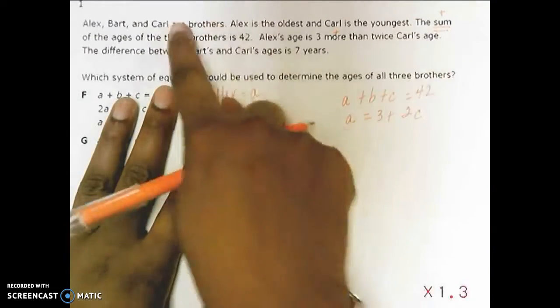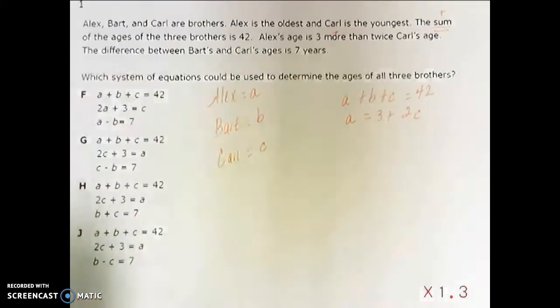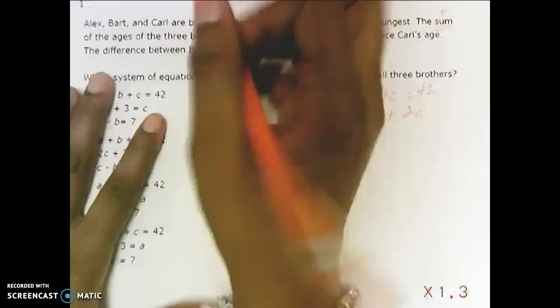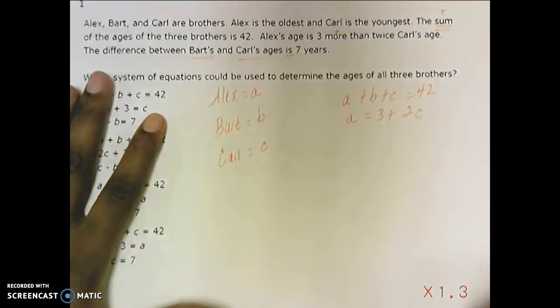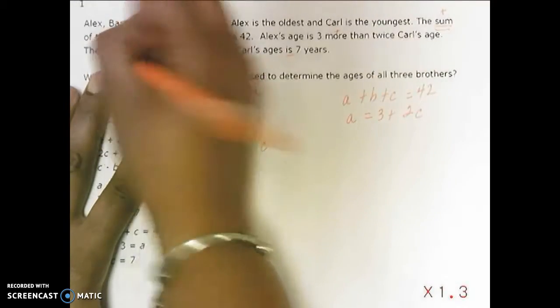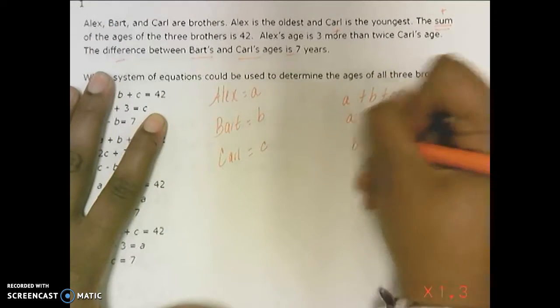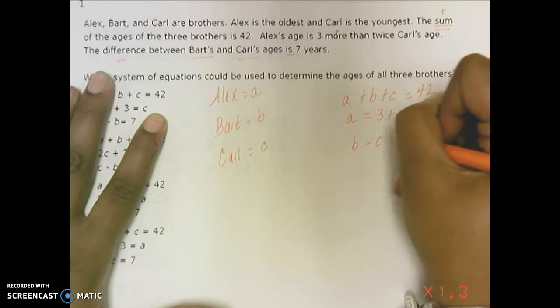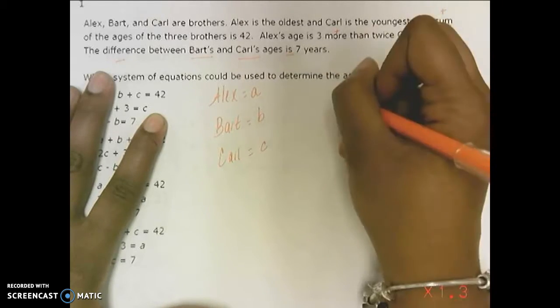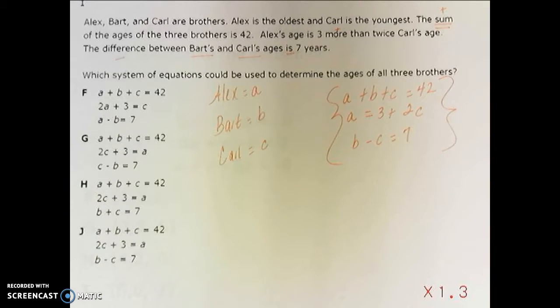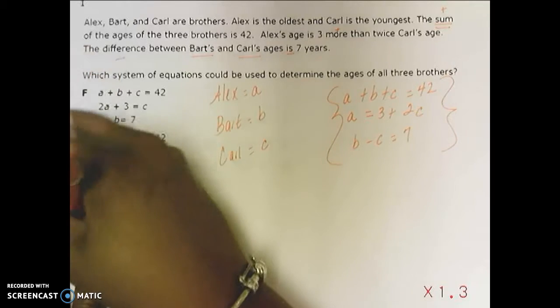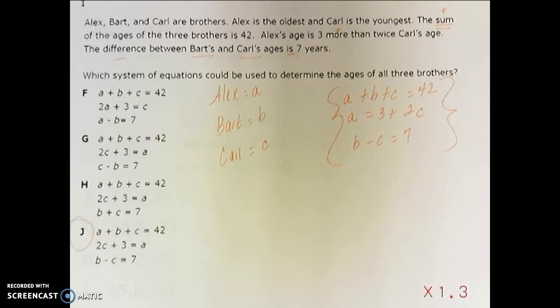Now let's see, 1, 2, 3, the fourth sentence. The difference between Bart and Carl's age is 7 years. Difference in a math class is subtracting. B minus C is 7. And here you have your system of equations. So your final answer on the first one should have been J. If you had J, good job.